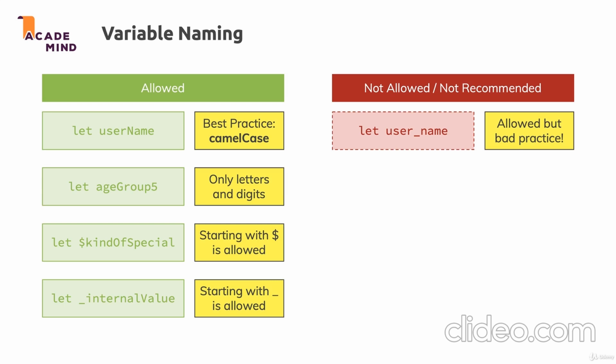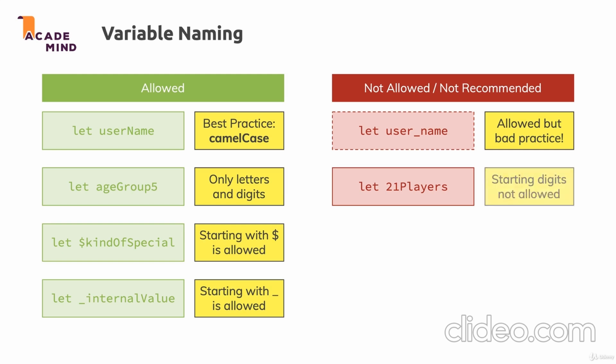Now, what's not recommended, but more importantly, not allowed, is, for example, a variable name like this. Whilst I did say that you can use any name that uses letters or digits, you must not start with a digit. So your variable name or your constant name, and everything I explain here is true for constants created with the const keyword as well. These variables and constants must not start with a digit.